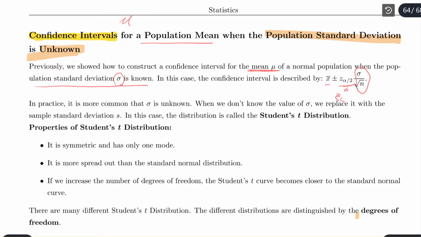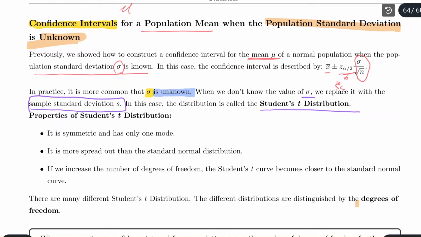But in practice, it is more common that the population standard deviation is unknown. It's not given. We actually don't know it in a lot of real data. When we don't know this value, we replace it with the sample standard deviation. Note that we can always calculate the sample standard deviation in any data set we collect. So in this case, we use the student t distribution.